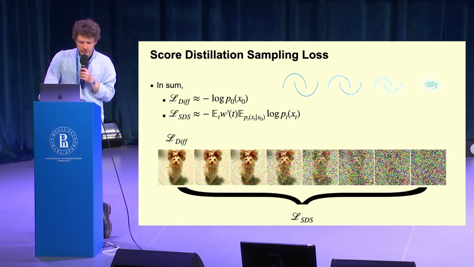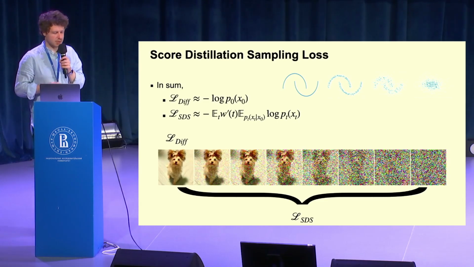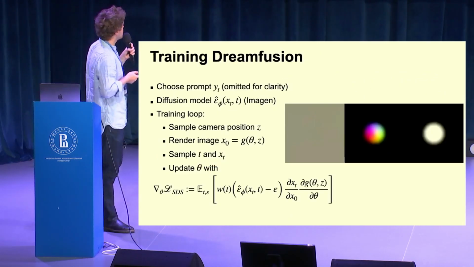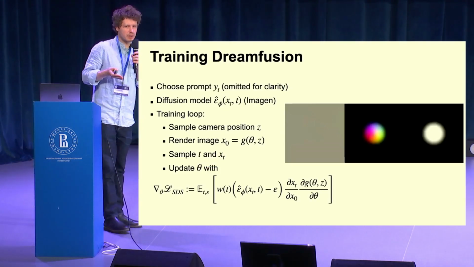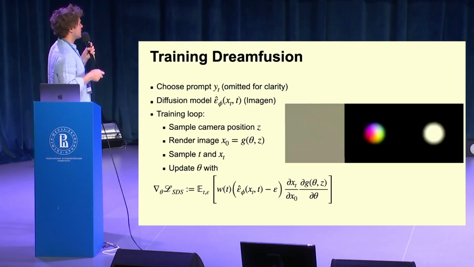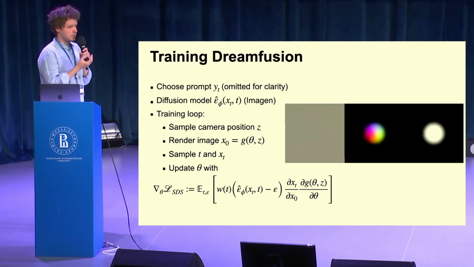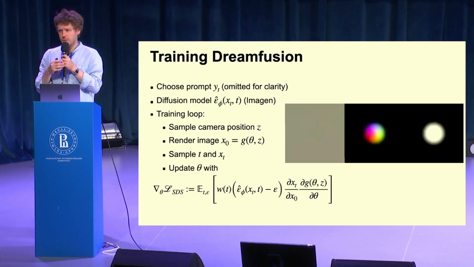That's it for the discussion of the loss. Let's proceed to the training visualizations. So how does the training work? It's not really complicated. You choose a prompt before training the model.